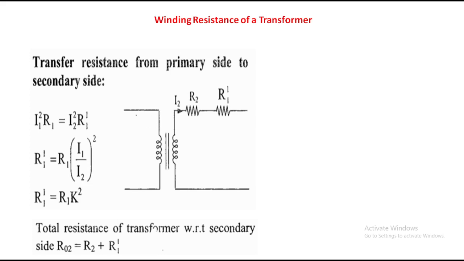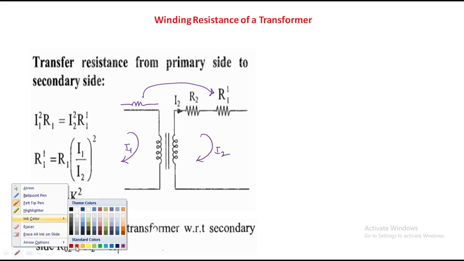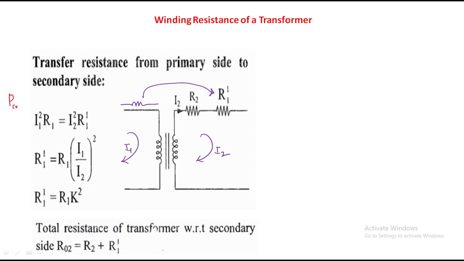So previously we have a resistance right here. Now there is a transferring of a resistance like this. The current through this is nothing but I1 only. The current through this is nothing but I2 only. What is the condition? PCU before transferring should be equals to PCU after transferring.